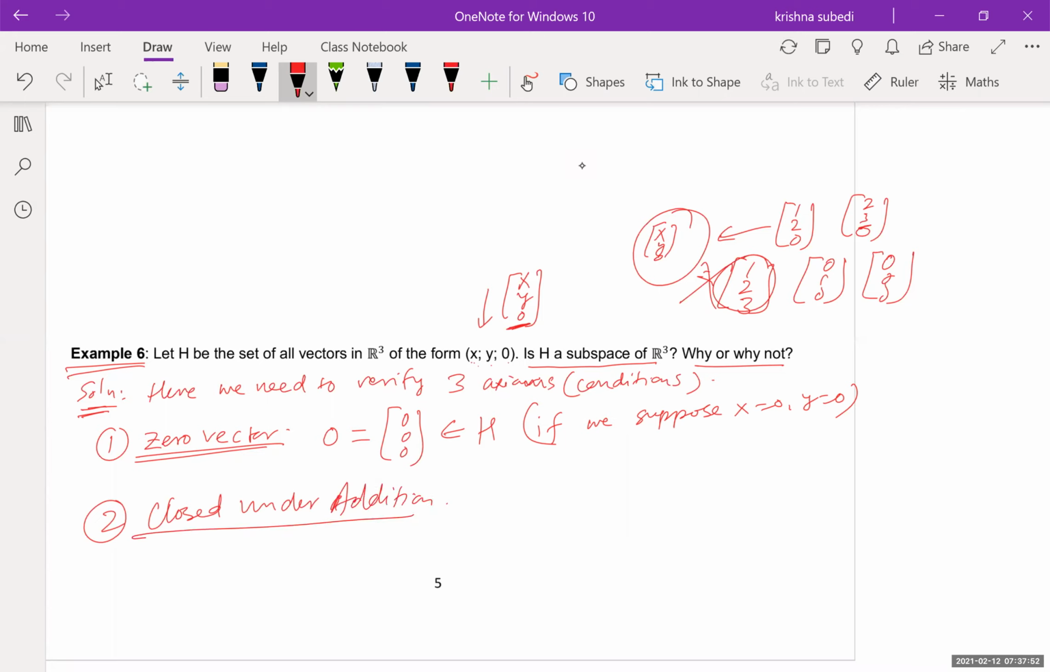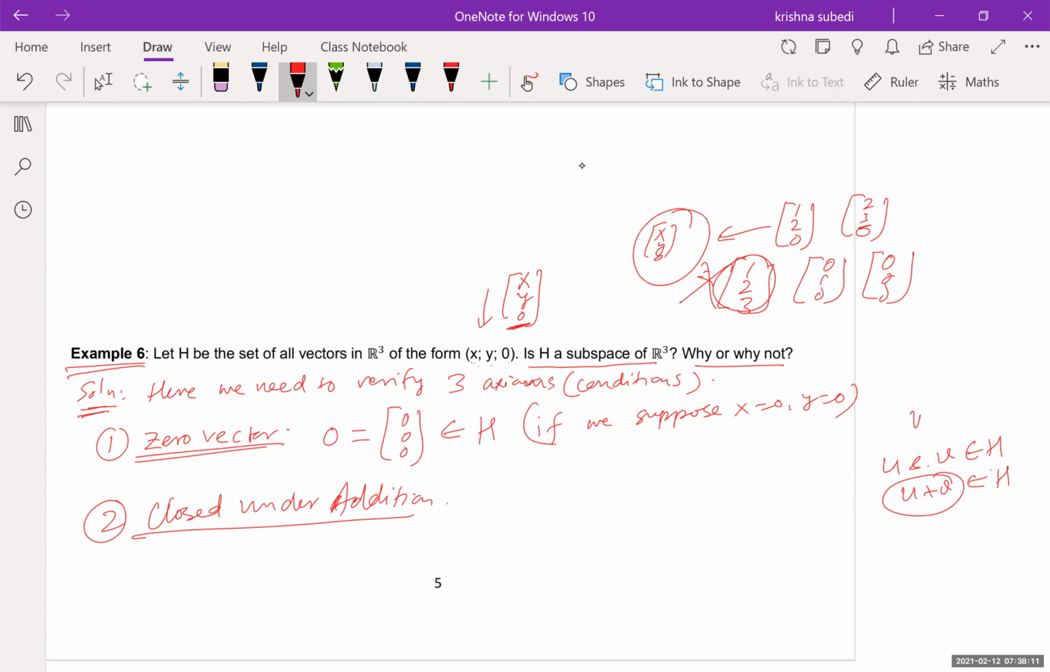Let's check that. Closed under addition means we consider two vectors u and v, and we need to show that u plus v also belongs to H. U belongs to H, v belongs to H, and their sum also belongs to H. That's all we need to show.